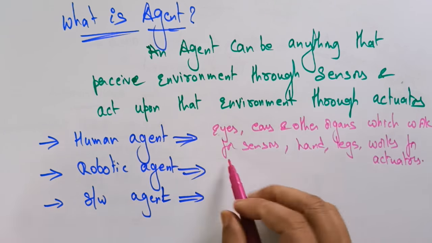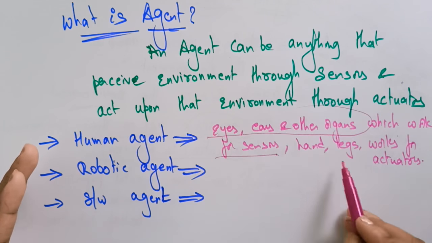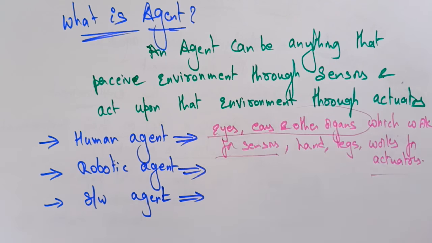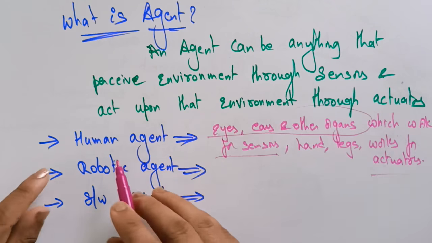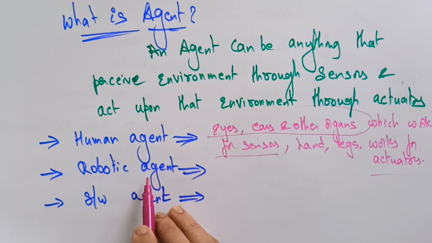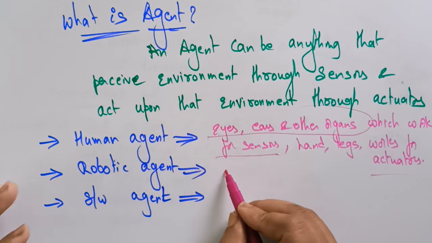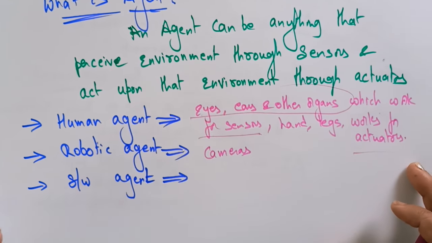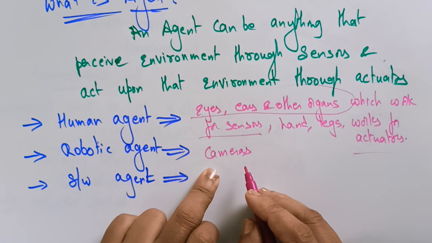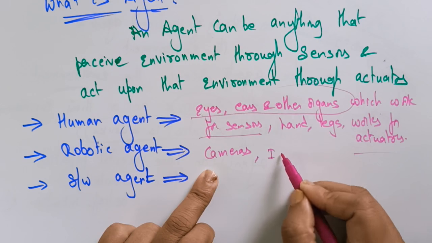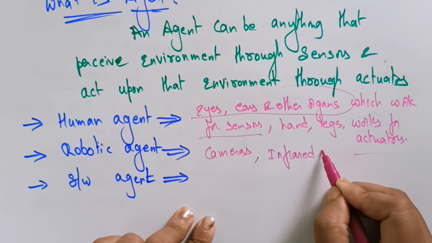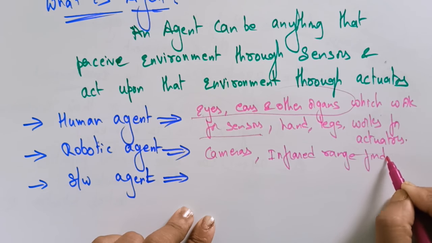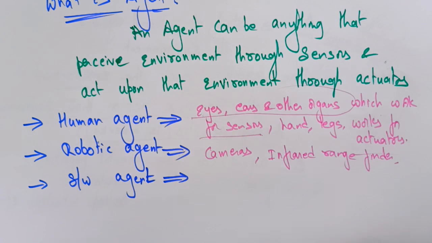In the human agent, we have all these organs which work as sensors and the remaining parts that work as actuators. Combined, the human is able to manage the environment. He is able to see everything in that environment. So that is a human agent. Then what about the robotic agent? A robotic agent can have cameras, or an infrared range finder, or various motors for actuators, in any robot or mechanical device you take.